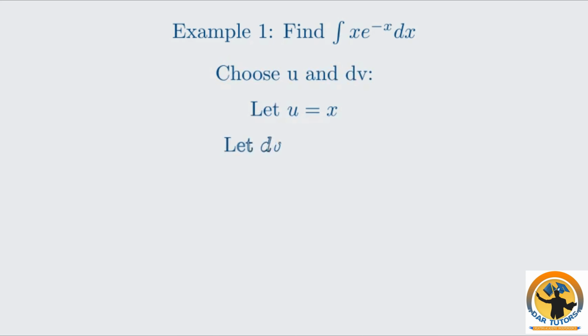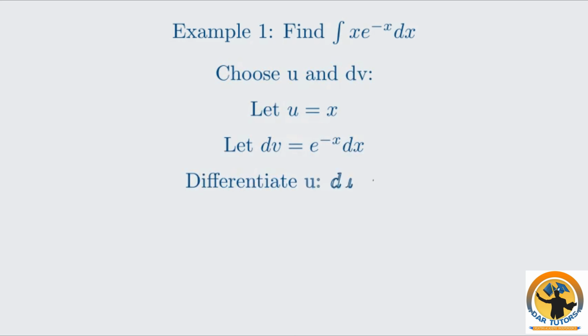Let's apply this to our first example. We want to find the integral of x times e to the power of negative x. Our objective is to find the integral of xe to the power of negative x dx. First, we need to choose our u and dv. We have two functions multiplied together, x and e to the power of negative x. Let's try setting u equal to x and dv equal to e to the power of negative x dx. Now we need to find du by differentiating u, and v by integrating dv.